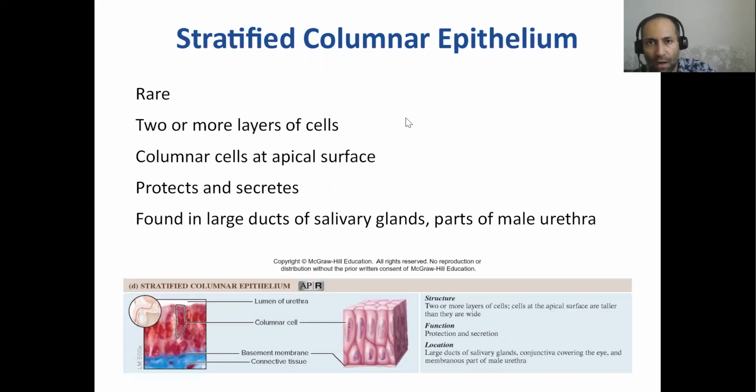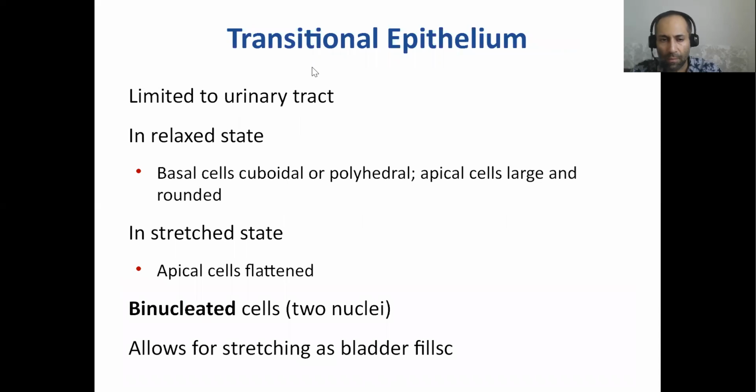So here you have stratified columnar epithelium, right? This one is rare, and like multiple layers of columnar epithelium. And it's usually found in the large ducts of the salivary glands, in the conjunctiva of the eye, the transparent membrane that covers and protects the eye, and the membranous part of the male urethra. Those are the only places where you have stratified columnar epithelium.